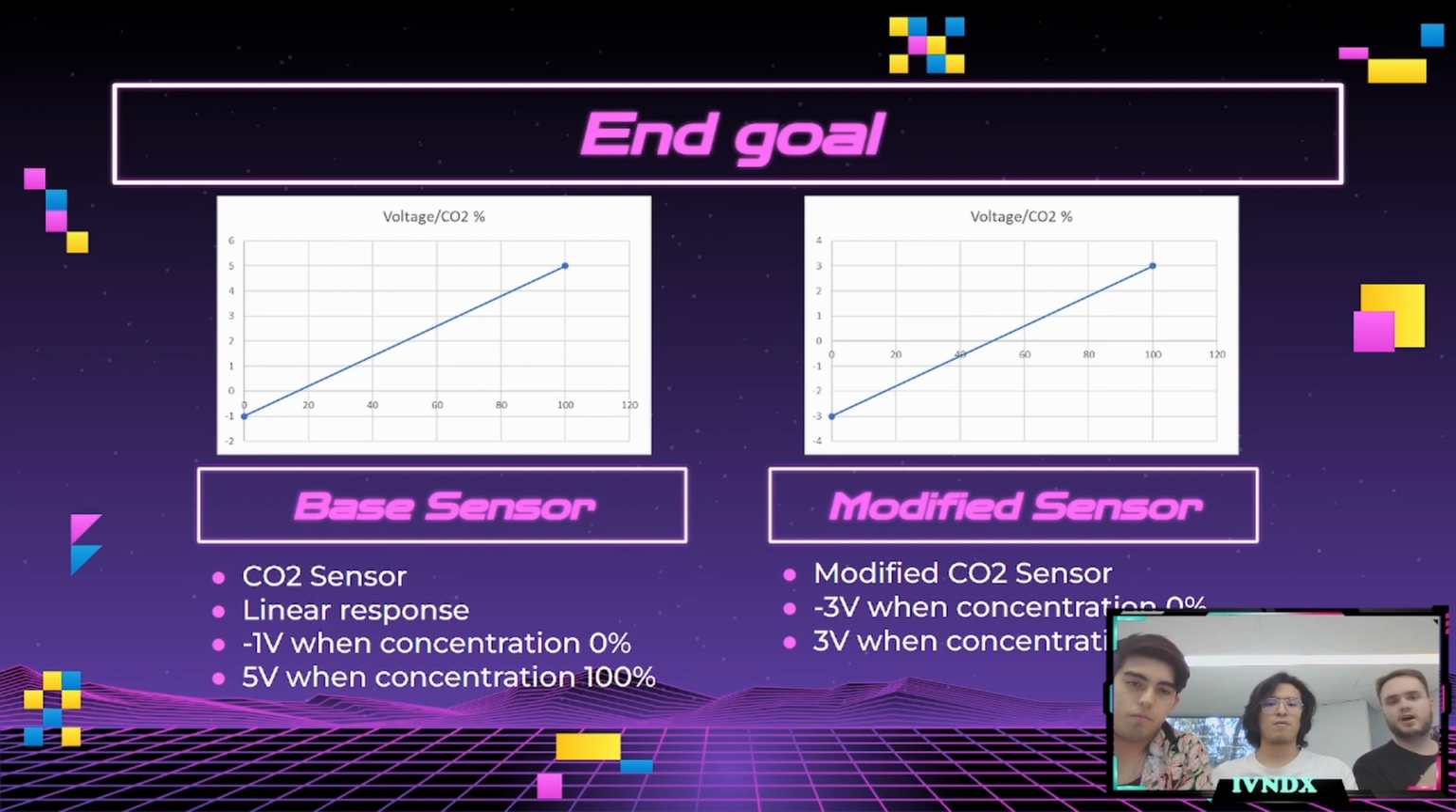So now, going into more specific terms, we basically get this base sensor. It's a CO2 sensor with linear response. It has -1 volt when it's at 0% concentration and 5 volts when it's at 100% concentration. And what we are asked to do essentially is to modify this CO2 sensor and get it to -3 volts when it's at 0% concentration and 3 volts when it's at 100% concentration.